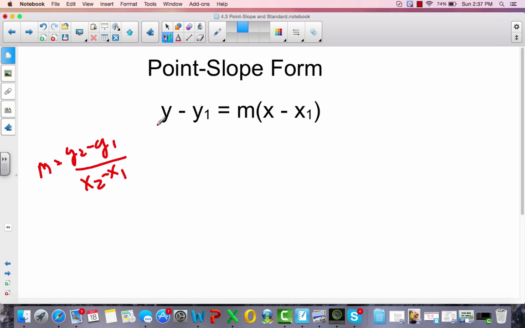So the y here and this x will always remain y and x. You will not replace them with numbers, because the only numbers that you'll be replacing are the x1 and the y1. Okay? Also, the other thing to remember is it's always x minus and y minus, and we'll get into that in this next example.